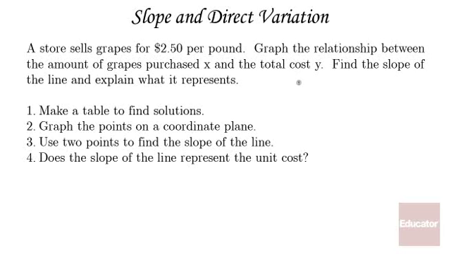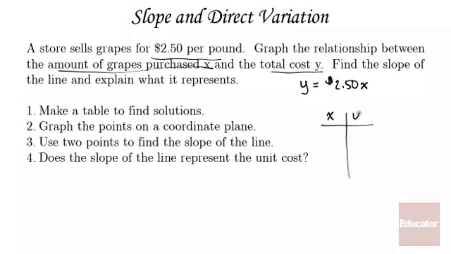So the total cost is y, and the amount of grapes purchased is x. So that's varying. What doesn't vary is that it always costs $2.50 per pound. The price will change based on how many pounds, how many x pounds, are bought. Now let's make a table to find solutions. So x input, y output.